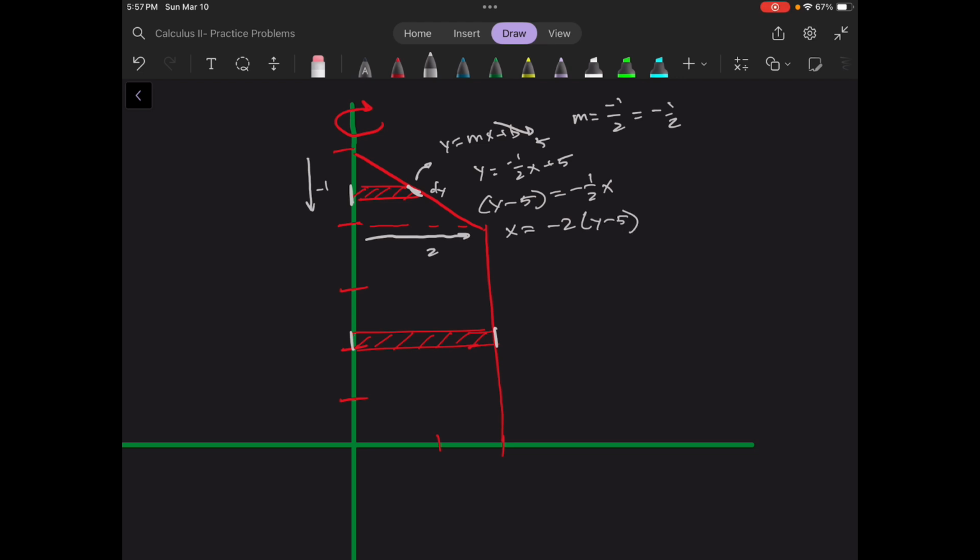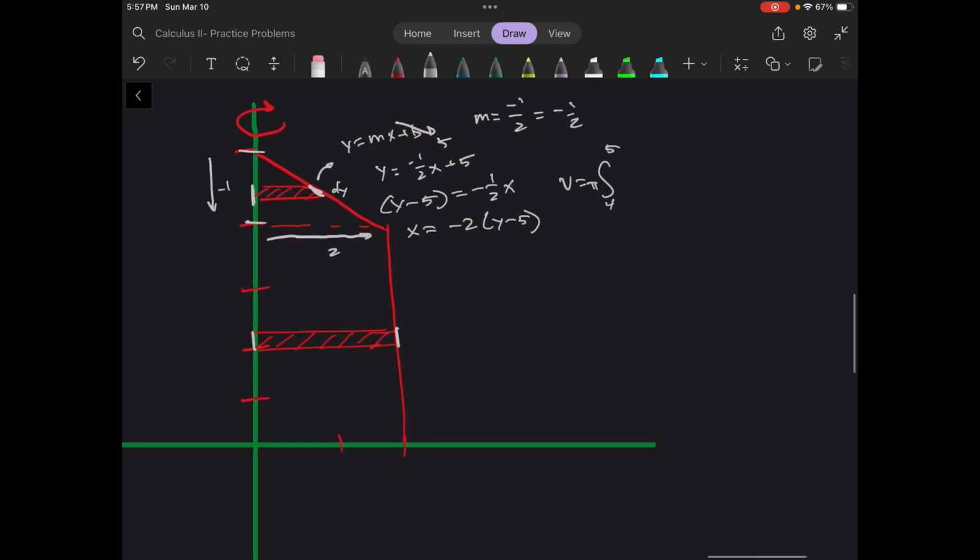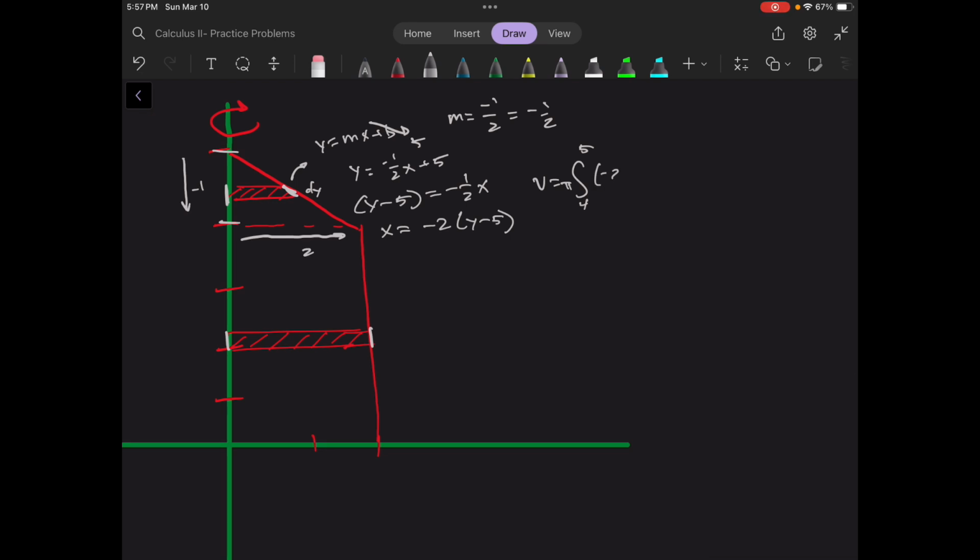Okay, so let's see. This top volume is represented by pi. Where is it going from and to? It's just going from 4 to 5, right? From 4 to here to 5. The radius we just said was -2 times y minus 5. We're squaring that radius, and then we have a dy. So dy, function of y, y bounds. Check, check, and check, right?